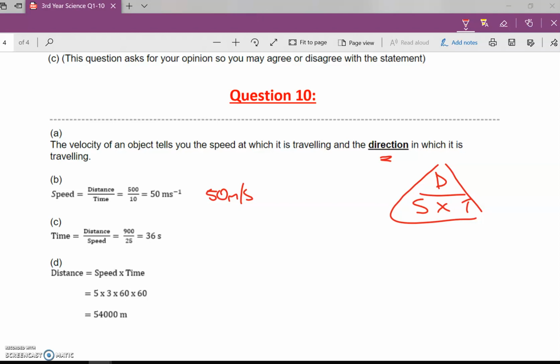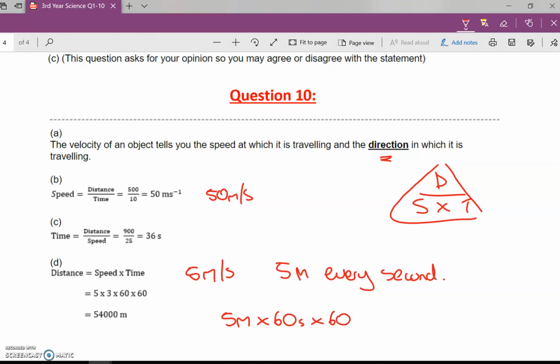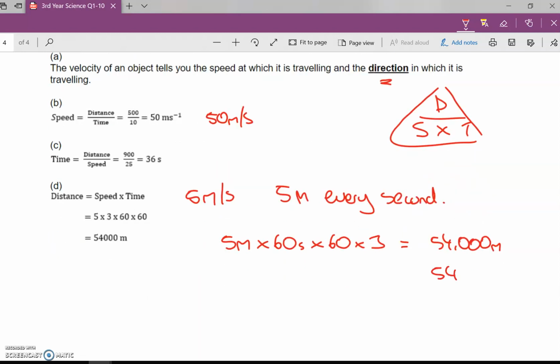3 hours. Okay, so 5 meters per second means they go 5 meters every second. So for 3 hours, every second would mean 5 meters by 60 seconds. So that would give us how far he'd go in a minute. And there are 60 minutes in an hour, so multiplied by 60 again. And we're talking 3 hours, so multiplied by 3. And that gives you 54,000 meters, which is 54 kilometers. Remember, there are 1,000 meters in a kilometer.